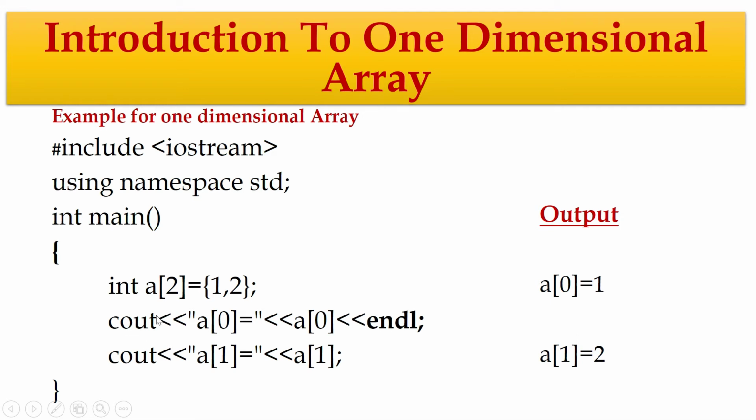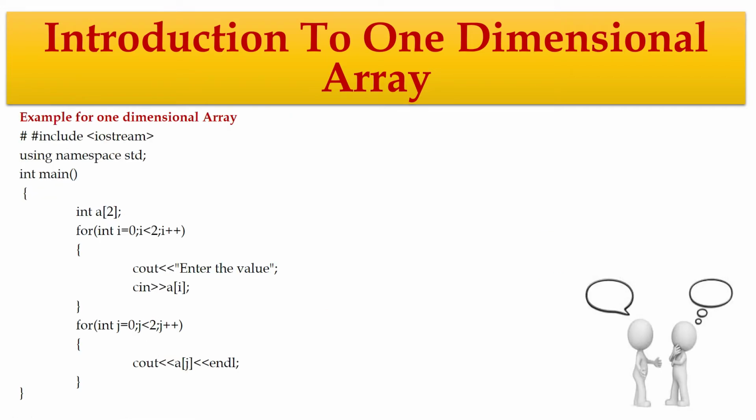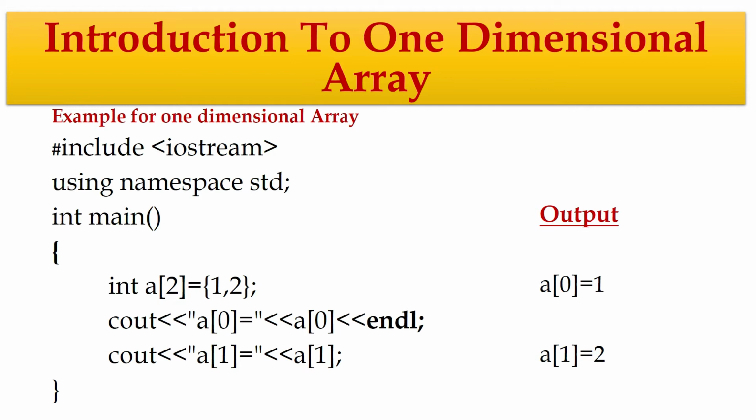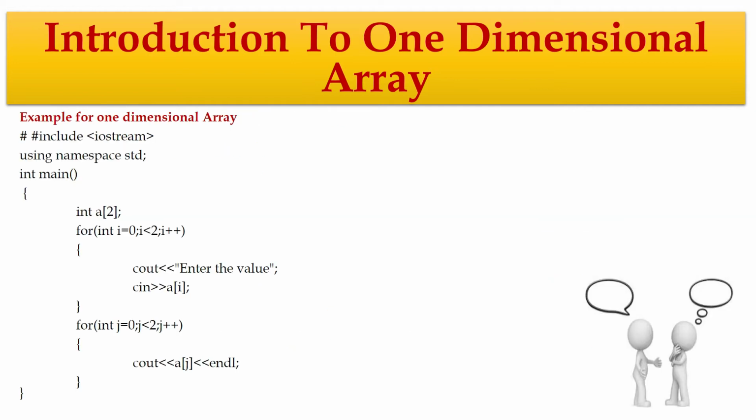Next example, we can use a for loop in order to give the values dynamically. In the previous program, we assigned the values statically, but in this program we are going to assign the values dynamically. For that, I'm going to use a for loop. I declare an array int A of 2, which means A is the array name and it is going to hold two values of integer data type. For int i equal to 0, i less than 2, i plus plus. How many times will the loop execute? The loop will execute 2 times, for 0 and 1.